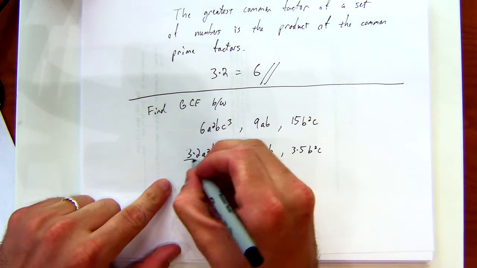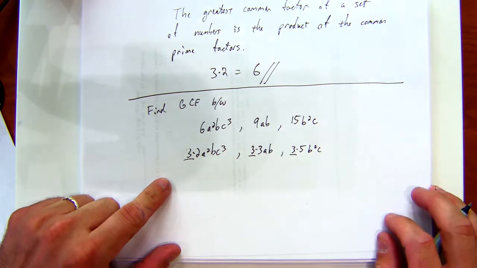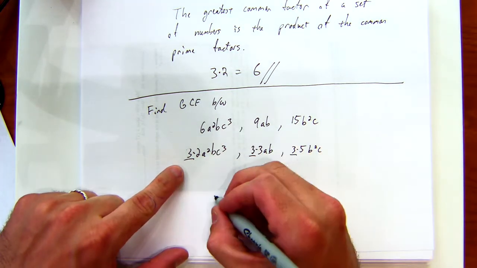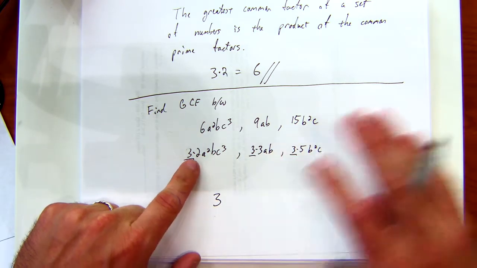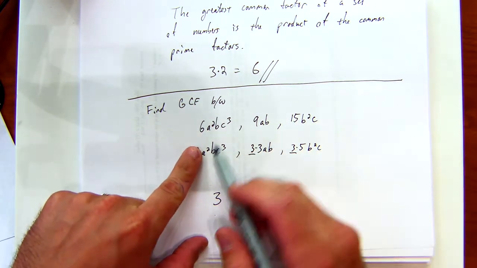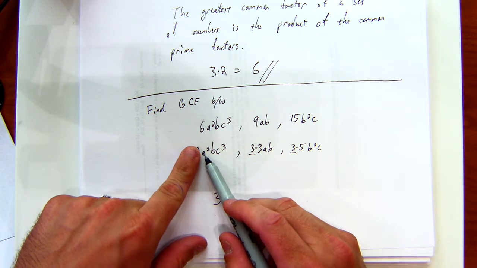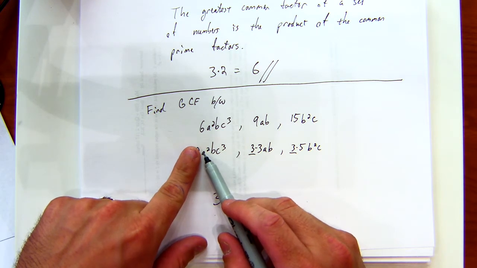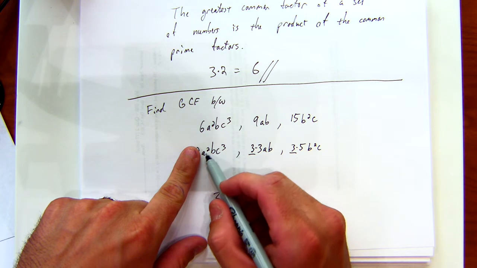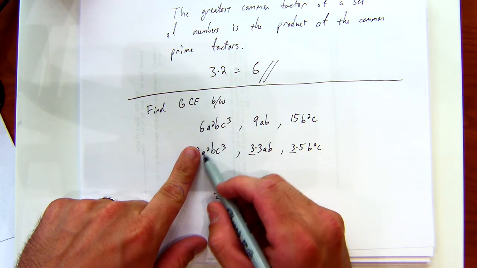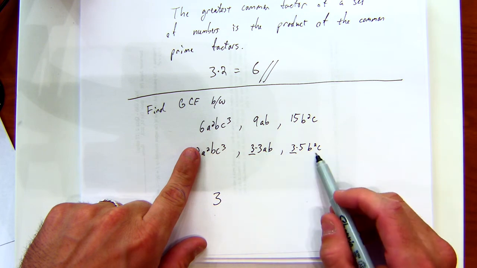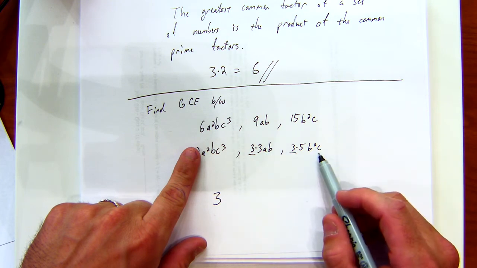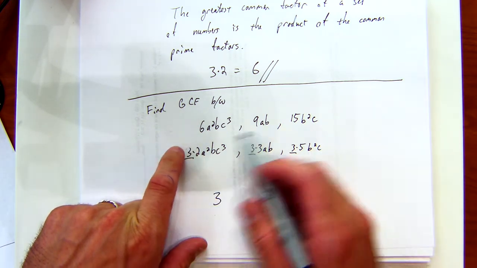So notice I've got a 3 in every single one. Okay, so that's a common factor. I have a 2 here, but I don't have a 2 anywhere else, so I just don't worry about it. I have an A. How many factors of A do I have here? 2, because it's A squared, right? So this is A times A, so it's 2 factors of A. I've got a factor of A here. Do I have a factor of A over here? No. So A is not a factor that's common between everything.